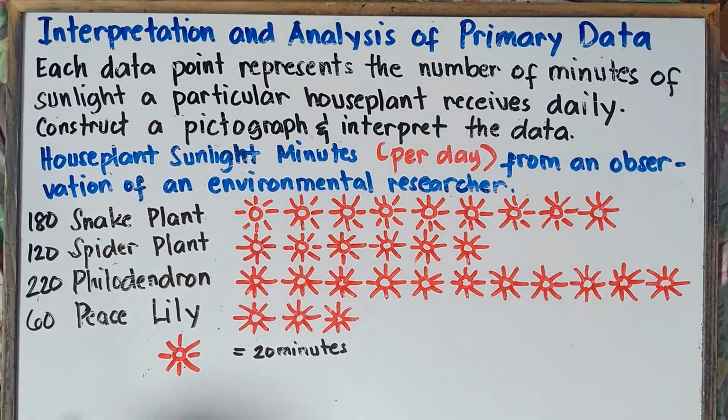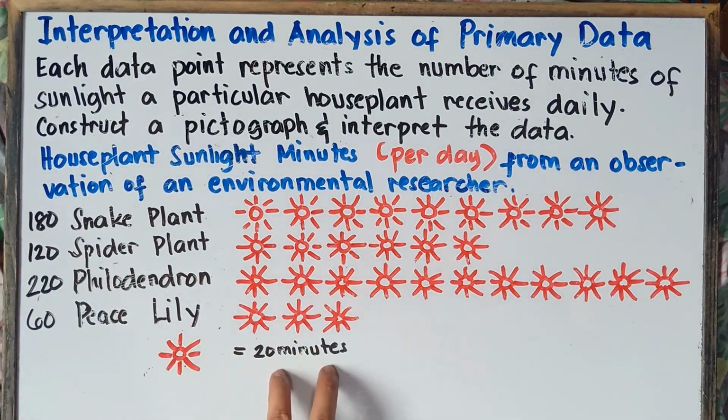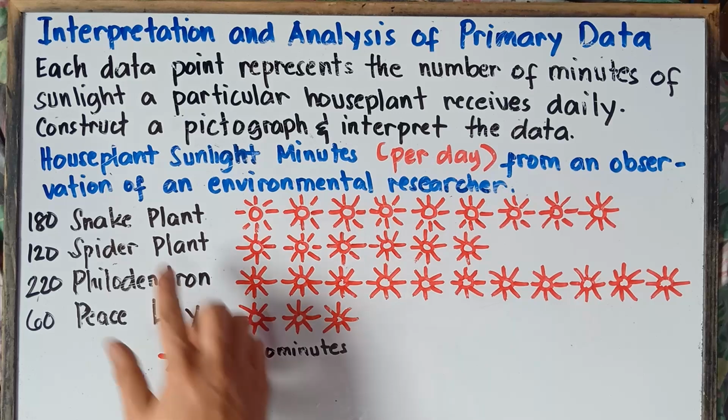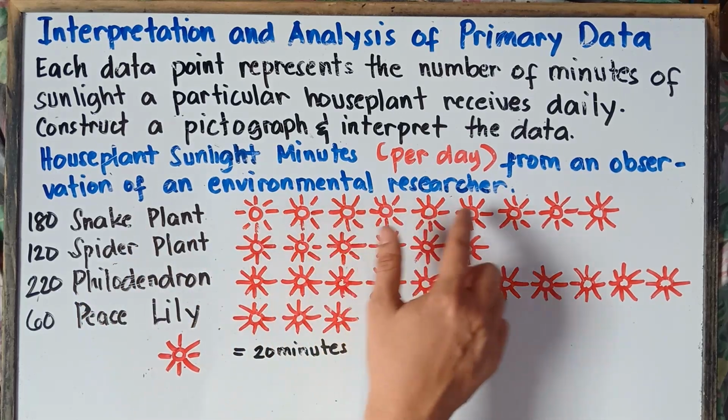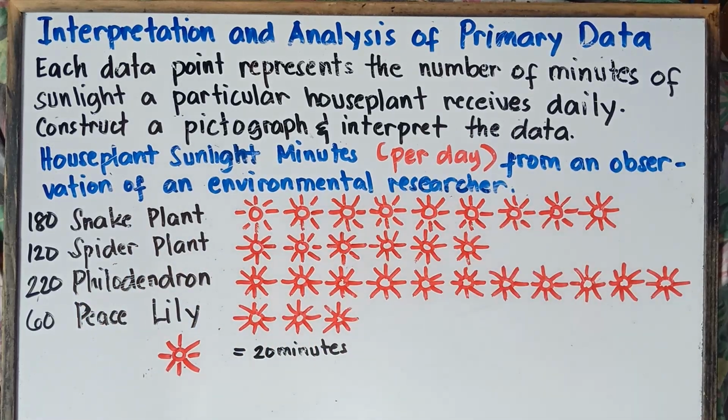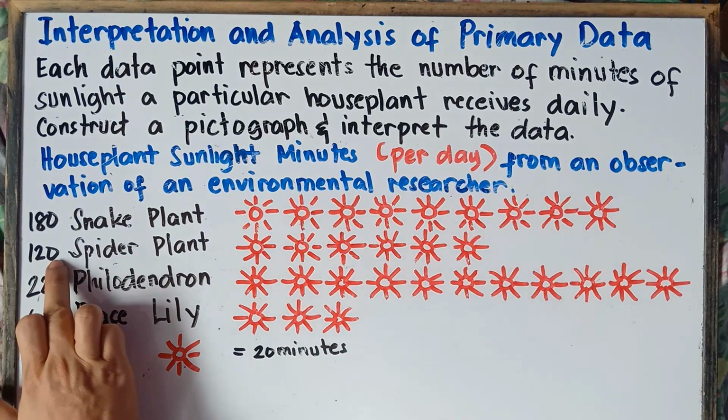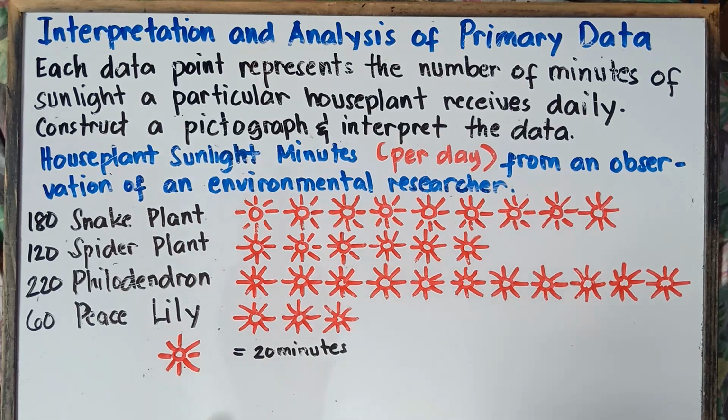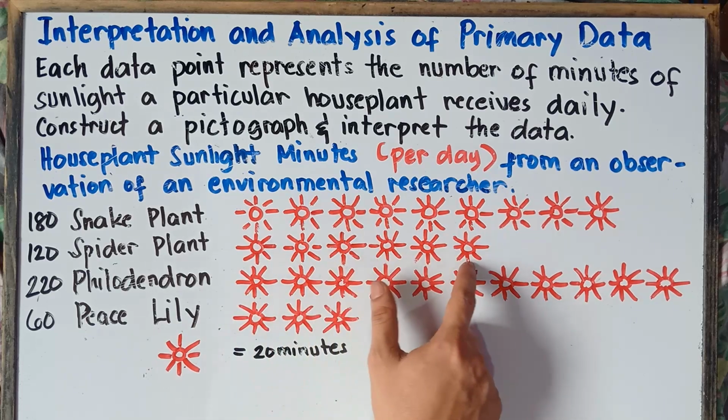Therefore, for snake plant, 180 divided by 20 is equal to 9. So we need to draw 9 suns: 1, 2, 3, 4, 5, 6, 7, 8, 9. And then for spider plant, that would be 120 minutes. Once again, 1 sun is equivalent to 20 minutes. Therefore, 120 divided by 20 is equal to 6. So for spider plant, we'll be drawing 6 suns: 1, 2, 3, 4, 5, 6.